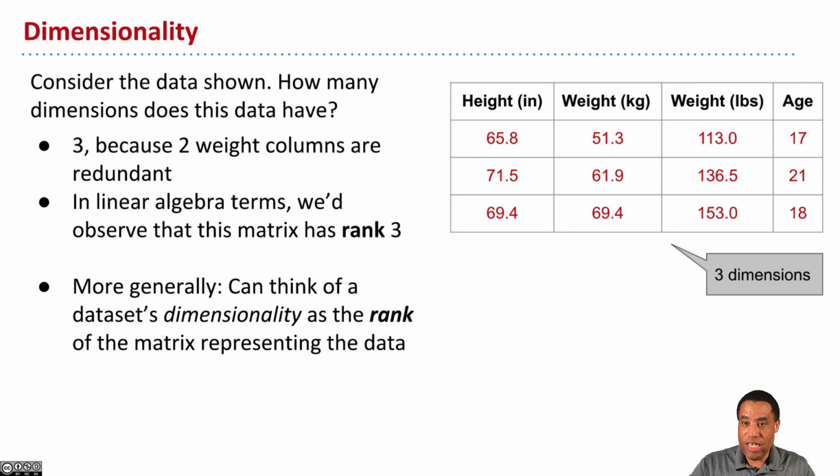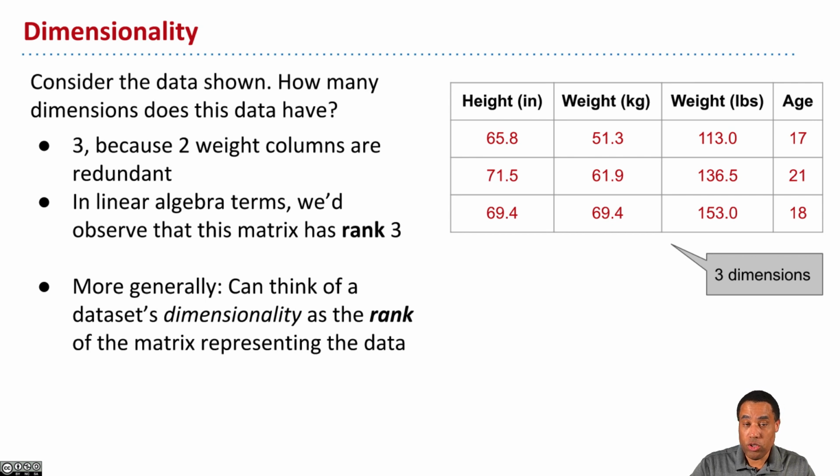Look at the data in this table. We have height in inches, weight in kilograms, weight in pounds, and age. If I ask you how many dimensions this data has, what would you say? Well, if you just looked at the data directly, you might say there are 4 columns, so 4 dimensions. But the 2 weight columns are actually redundant, because weight in pounds is roughly 2.2 times the weight in kilograms. So the real dimension count here is 3.